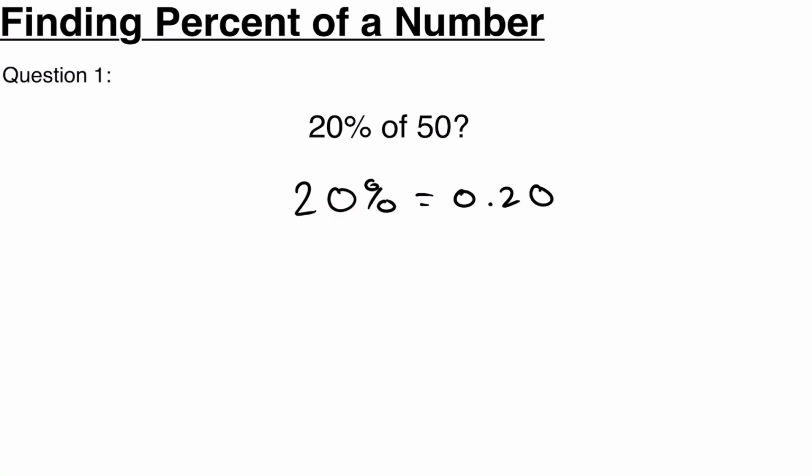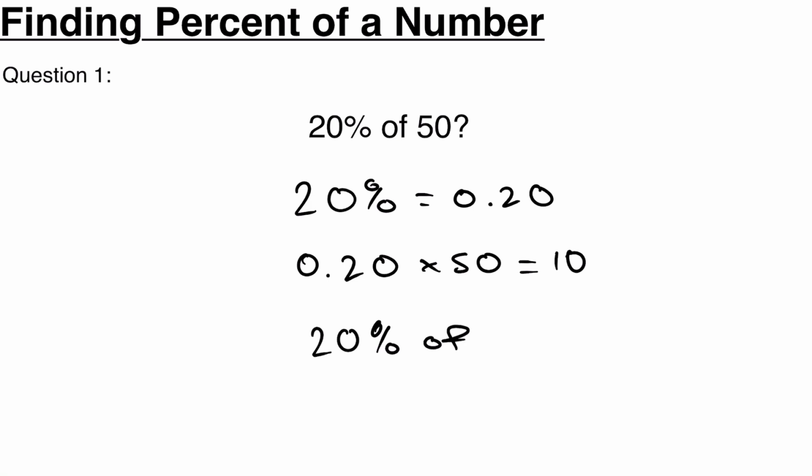So now that we have our decimal, we need to multiply our decimal and 50 together. So 0.20 times 50 is equal to 10. And so that means that 20% of 50 is equal to 10.